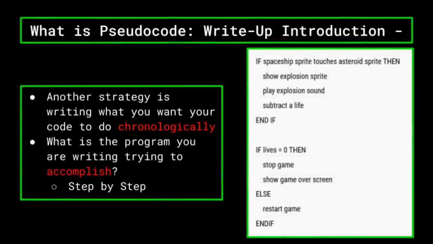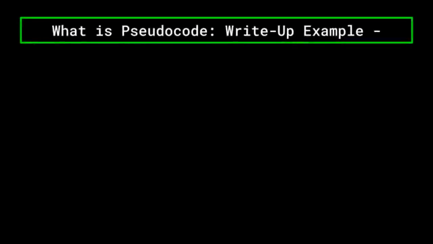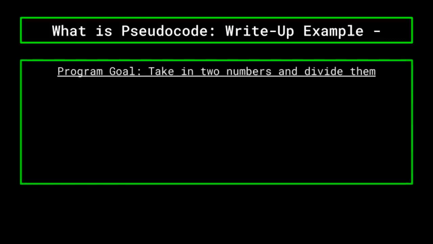Another popular pseudocode technique that is often used is to simply write out what you want your code to do chronologically. Don't necessarily think about what programming statements and functions you want to use, just jot down, from start to finish, what it is the program you're writing is going to do step by step. For example, let's say you're making an app that takes in 2 numbers and divides them. The pseudocode for that would look a little something like this.